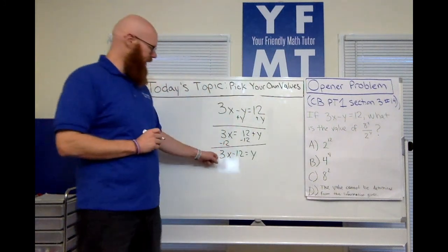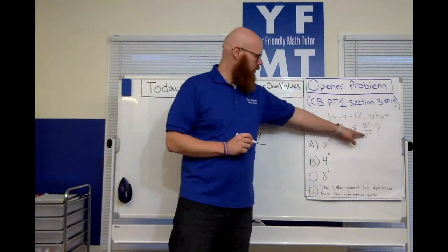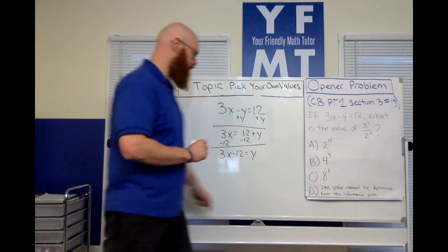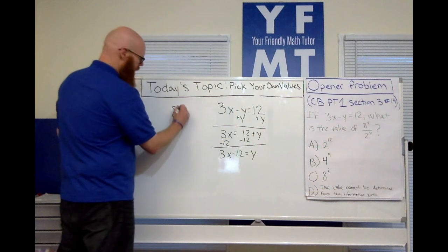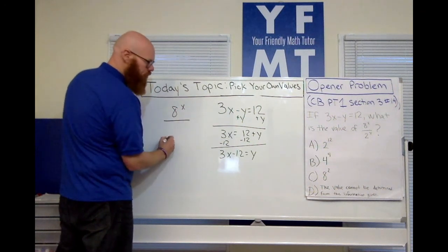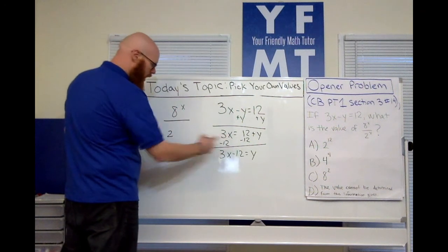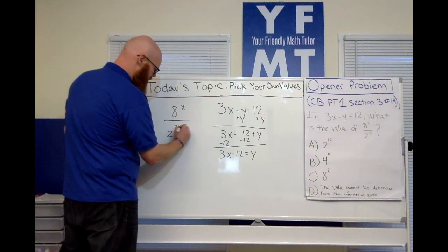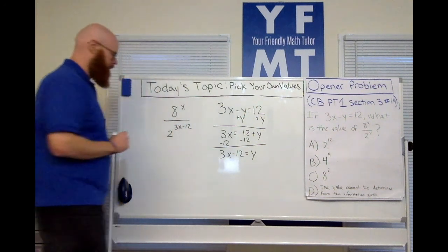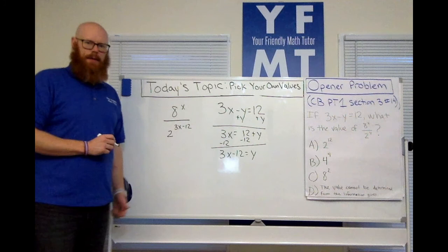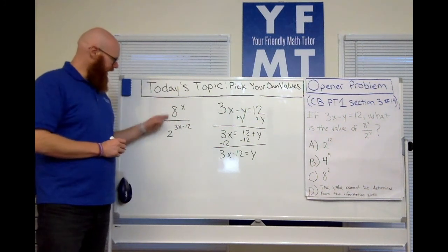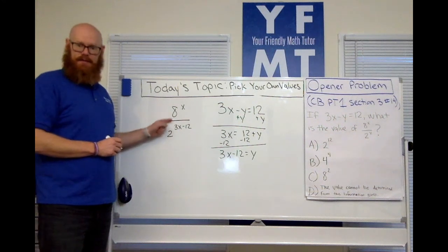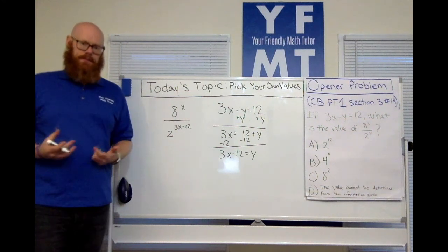And then I'm going to take that and plug it into my expression. And therefore, that gives me 8 to the x over 2, and instead of y, I'm going to think of it as 3x minus 12. And then we have to think about our exponent rules. Well, when I divide, I need to have the same base. And these are not the same base, but they both come from the same base.